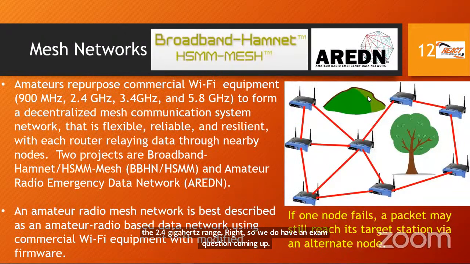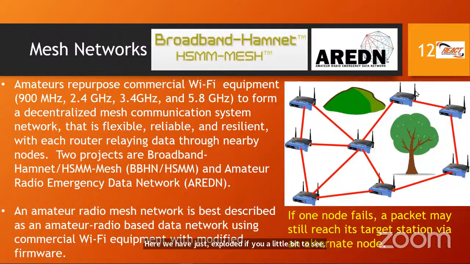Here we have exploded the view a little bit to see, again, this is an example of a mesh network, right? Whereas this router here cannot see this router because of this hill, it can certainly communicate with the router through this intermediary router. That's what we mean by a mesh network. So if one of these nodes were to fail, the packet or the internet traffic can still reach other nodes via an alternate route, right? So that's the other connotation of a mesh network. And there are two that are pretty popular.